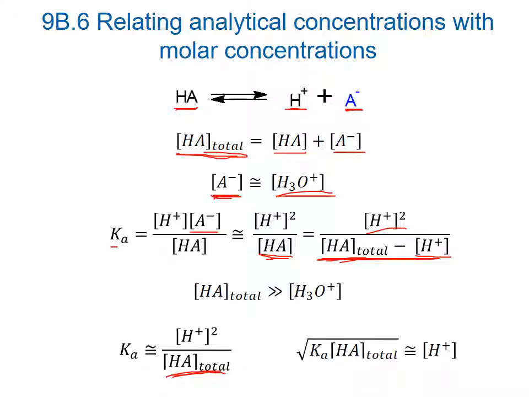We can now solve for H plus, and we know that our acid dissociation constant times our HA total is going to be equal to our hydronium concentration squared. Now, this only works if our assumptions hold true, but now we have a value for hydronium that's going to have some amount of error to it, but it's going to be plus or minus 10% in most cases. And so if we have this value of hydronium, we can actually use this to check this assumption, and we can use it to check this assumption as well.